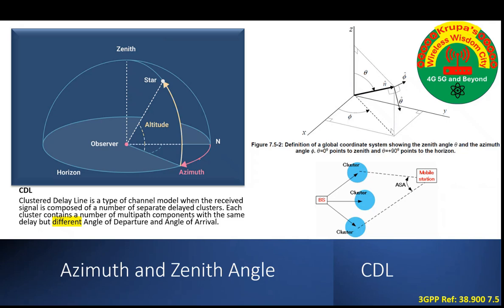And zenith is how elevated you are positioned. Let's say this is your horizontal plane, and the zenith is nothing but from the horizontal plane at what angle you are placed. So if you look at the star here, this is your azimuth angle, and this is your zenith angle. All right. So this is one of the critical concepts. I hope you could imagine.